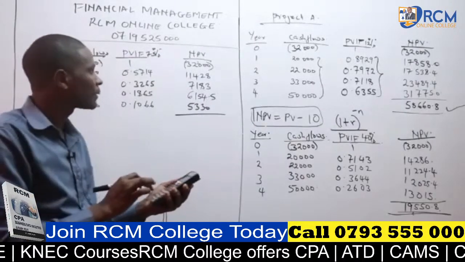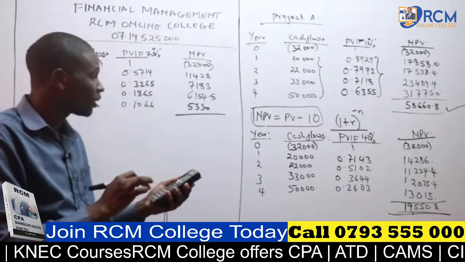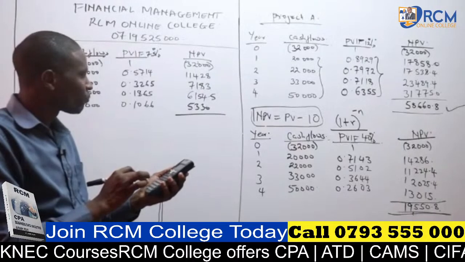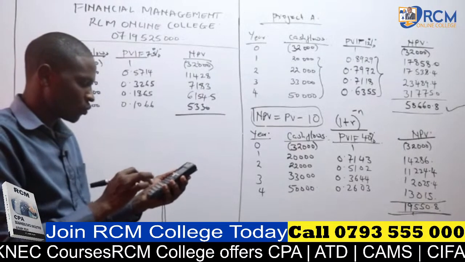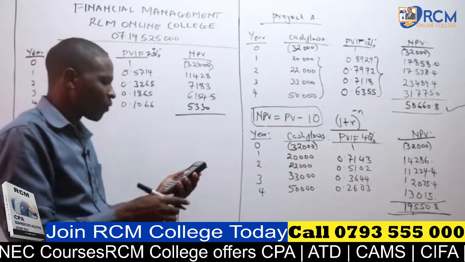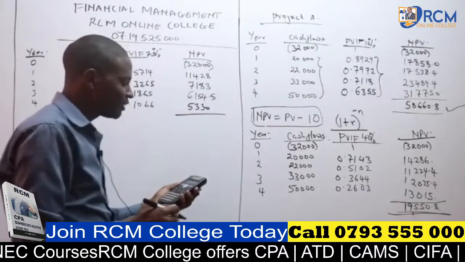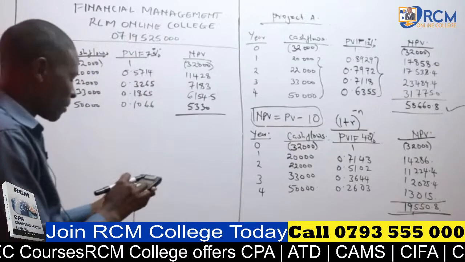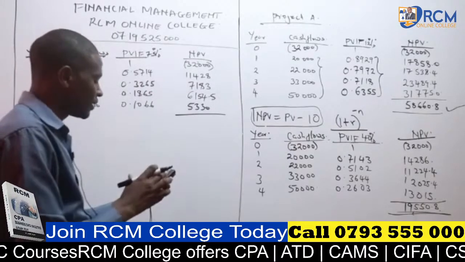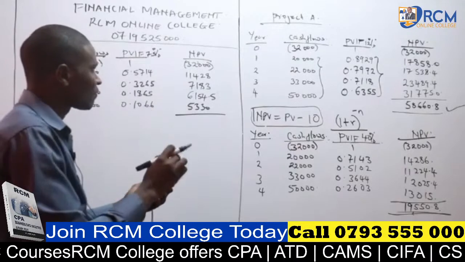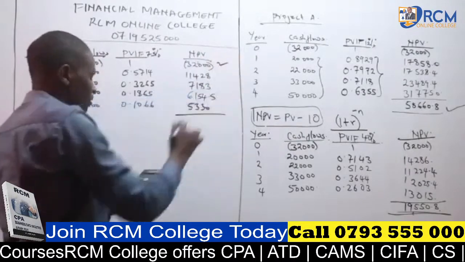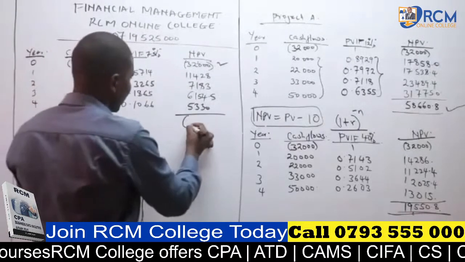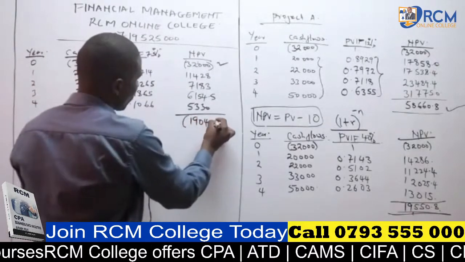Now let's add all this: 5,330 plus 6,154.5 plus 7,183 plus 11,428. Wow, 30,095.5. We are done. We are there. This is the present value, 30,095.5, minus the initial outlay, which is 32,000. It's a negative 1,904.5.